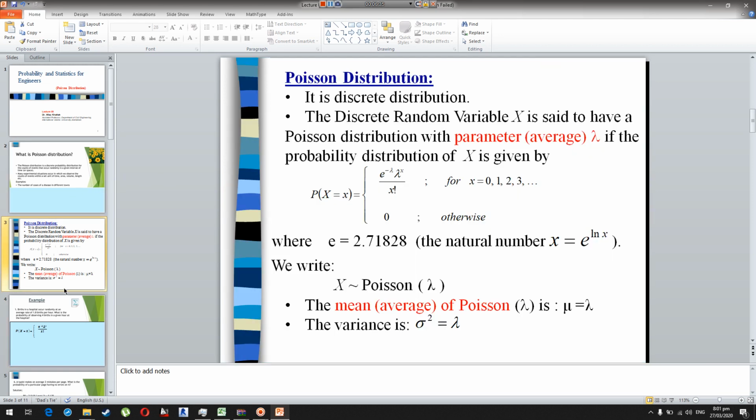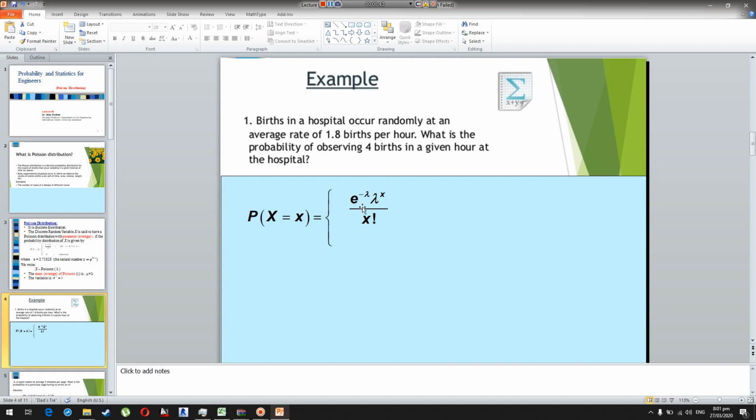If we go to our previous slides, lambda is actually the average value of the rate. So in this example, the average rate of births is 1.8 births per hour. As I have already mentioned, the random variable is a discrete value, but the average can be a decimal value.